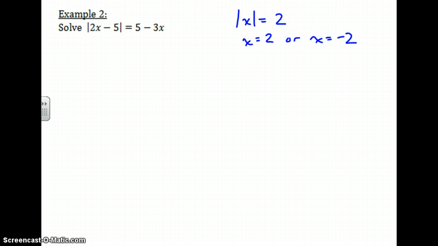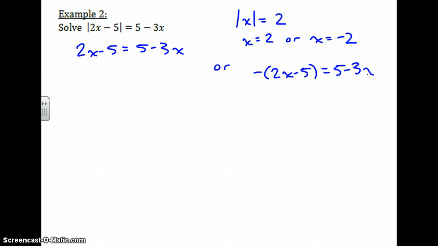So using that idea, we can go here and say that 2x minus 5 must equal 5 minus 3x, or negative (2x minus 5) must equal 5 minus 3x. So we have the positive version, which is like case 1, and case 2, and then we just solve each of those cases for x, and that should give us our solutions.